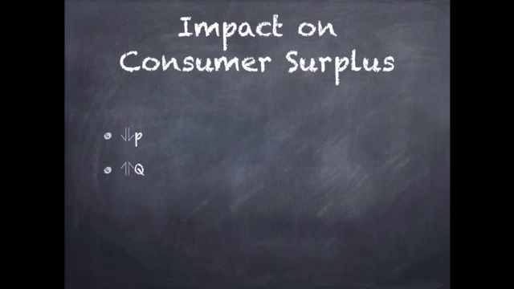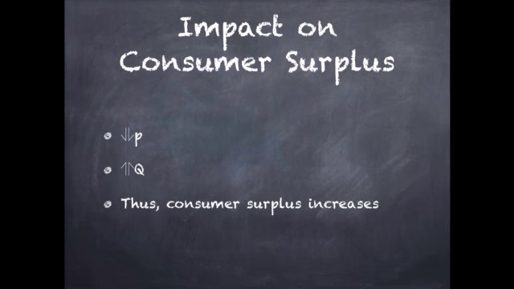Additionally, more consumer surplus will be generated because quantity is increasing in this example. We saw that there was an increase in the quantity from 30 to 40. Therefore, there are 10 units that weren't being consumed previously. So these are 10 new units that are generating consumer surplus. So the fact that price is falling and quantity is increasing leads to the conclusion that consumer surplus is going to increase under this particular scenario.